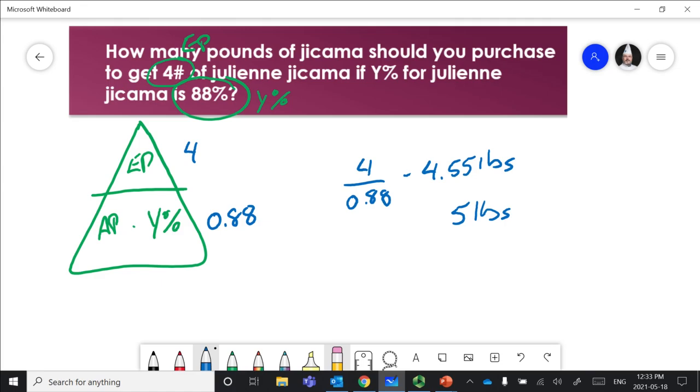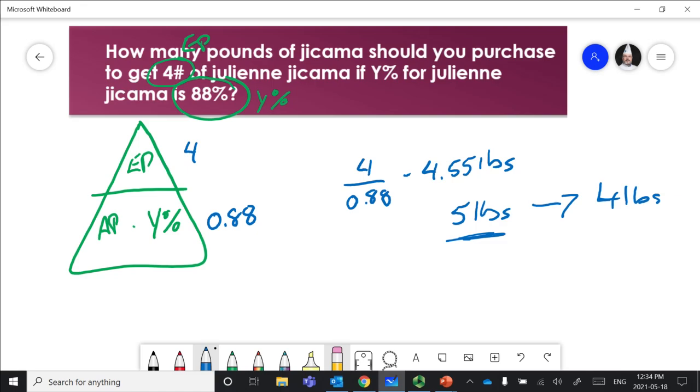Now, again, like I mentioned before, we need to sort of logically fact check this answer. We got 5 pounds. We need 4 pounds, right? So if we take 5 pounds and process it to get to that 4 pounds, that makes sense, right? Now, if we did this math backwards, or we mixed up the EP and AP, and we did 4 times 0.88, we're going to end up with less than our 4 pounds that we needed.